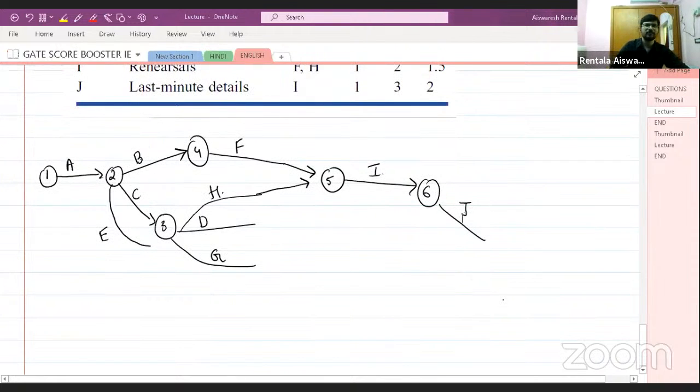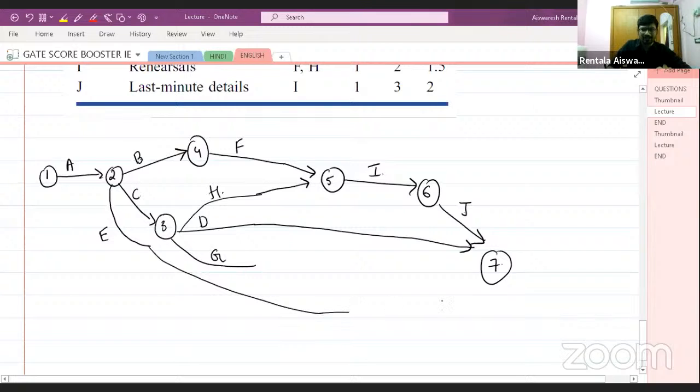Done. That's it. Now, whenever you are having activities left at the end, you can join all those activities at a single node. So let me join all these activities at a single node, and let me name this particular node as node number 7. Now you tell me, can I join activity G directly at the end node?